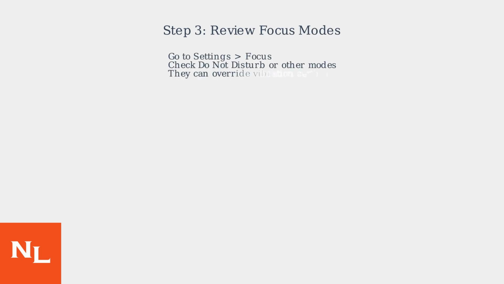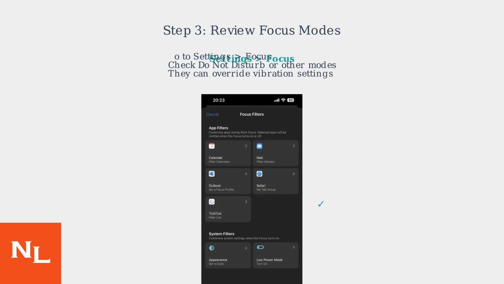Now, review your focus modes. Go to Settings, then Focus. Modes like Do Not Disturb can silence vibrations even if they're enabled elsewhere. Disable or customize them to allow vibrations for important contacts or apps.